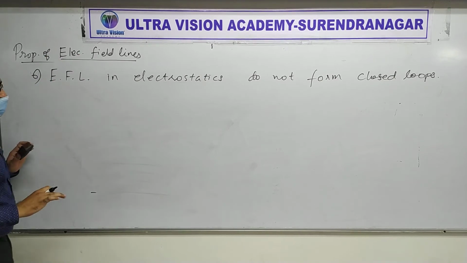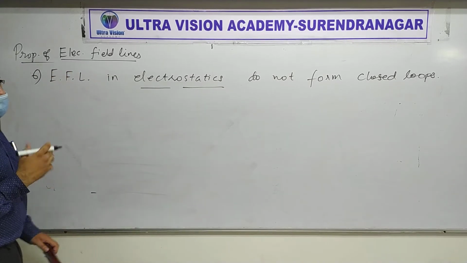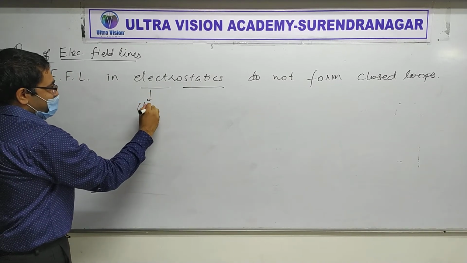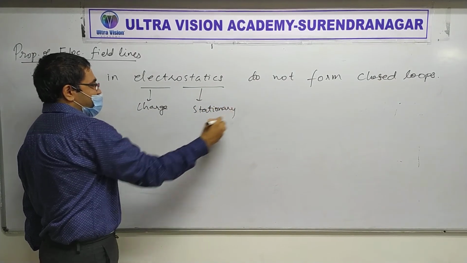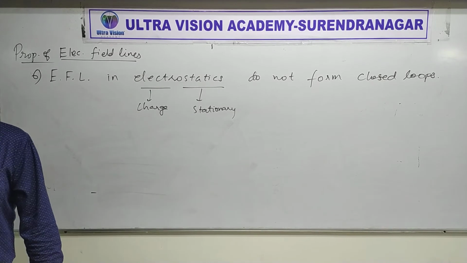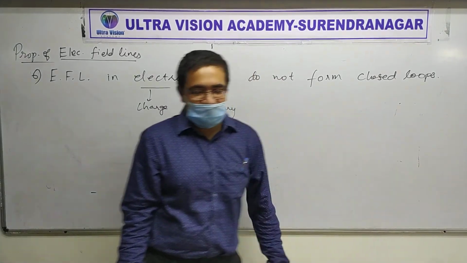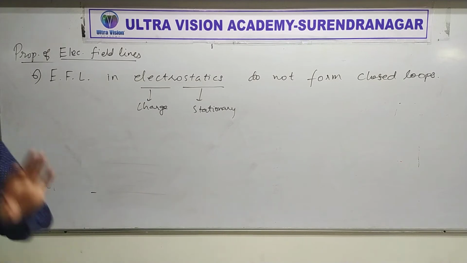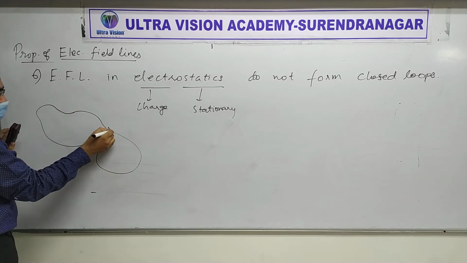So what does this mean first? It's saying that if you have got electrostatics, electrostatics means referring to charge, statics means stationary. Electrostatics means when we are talking about stationary charges, charges that are not moving. At that time, electric field lines do not form closed loops. What if they move? Then they might. Okay, that will come later. You don't have to worry about all that right now. So what this means is you cannot have any kind of loop formed by an electric field line.